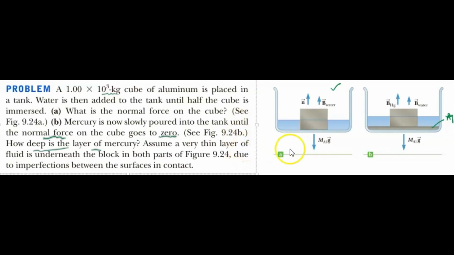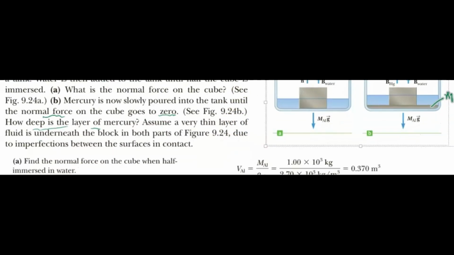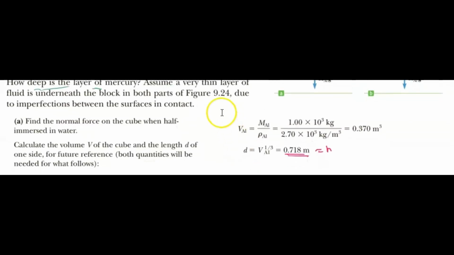So first we'll begin with this part here. We have to find the normal force on the cube, and for that you have to calculate the volume of the cube. As usual, this is the volume of aluminum: mass of aluminum upon density of aluminum. Substituting the values, you will get the answer 0.370 meter cube.